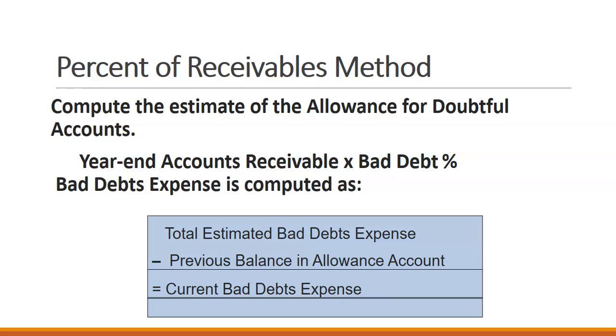If we're using the percent of receivables method, then we have the year-end accounts receivable times our bad debt percentage. Our bad debt expense is computed as the total estimated bad debts expense minus the previous balance in the allowance account, and that gives us our current bad debts expense.